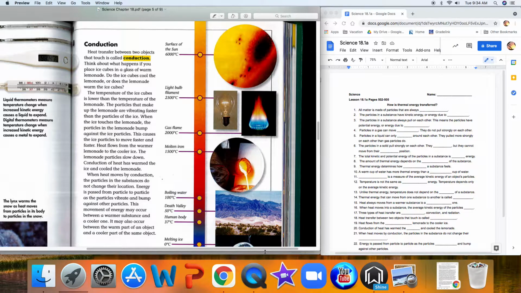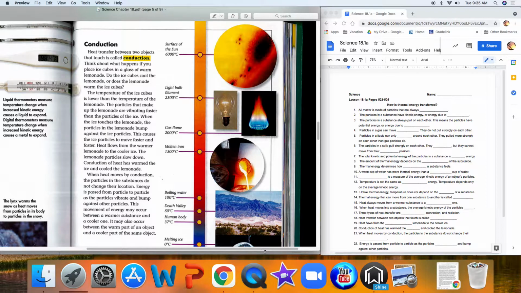When heat moves by conduction, the particles in the substance do not change their location. Energy is passed from particle to particle as the particles vibrate and bump against other particles. This movement of energy may occur between a warmer substance and a cooler one. It may also occur between the warm particle of an object and the cooler particle of the same object.